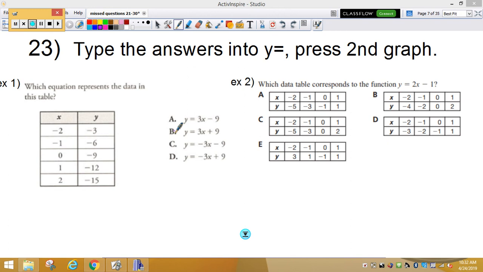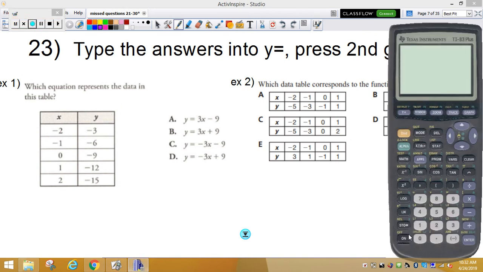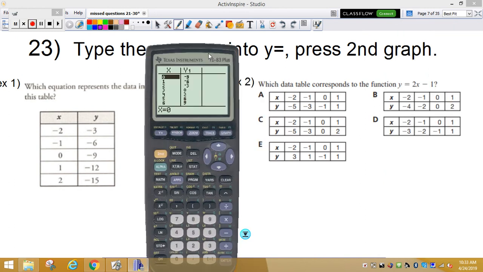Number 23 is solved by typing the answer into y equals and then pressing second graph, and you want to find which answer matches the table. So for number 1, I would go to y equals. I would type in 3x minus 9. I would hit second graph, and I want to see if this table matches.